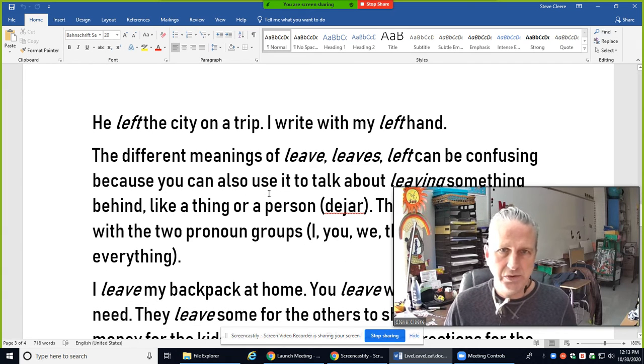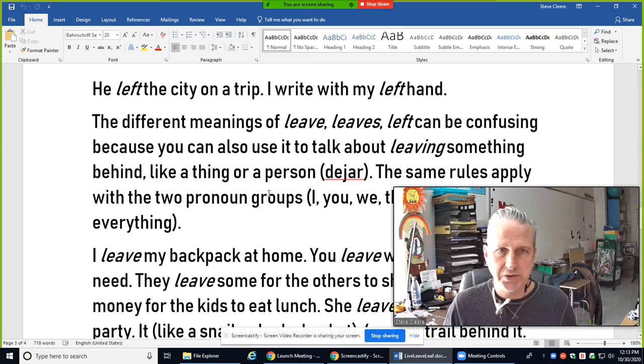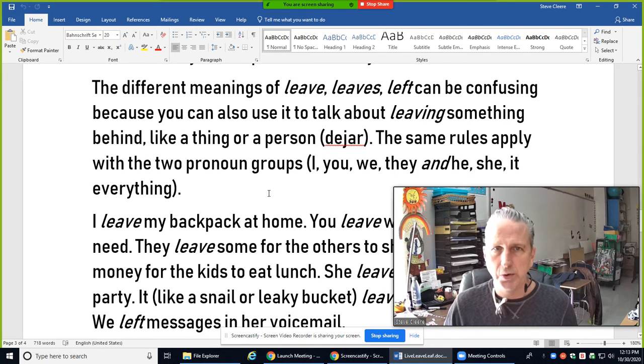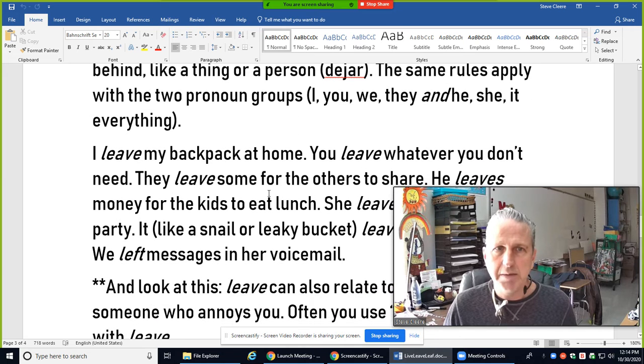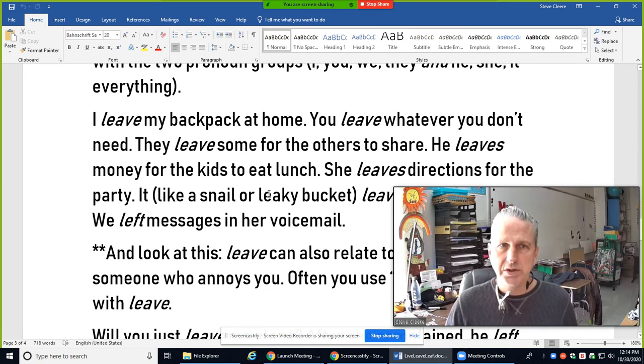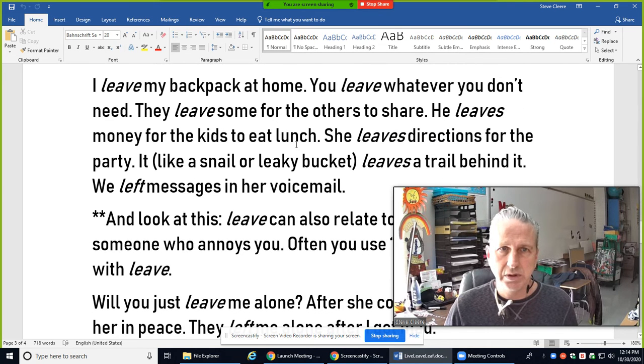The different meanings of leave, leaves, left can be confusing because you can also use it to talk about leaving something behind, like a thing or a person. In Spanish, dejar. The same rules apply with the two pronoun groups, I, you, we, they, and he, she, it, everything, everyone. The S form is for he, she, it. I leave my backpack at home. You leave whatever you don't need. They leave some for the others to share. He leaves money for the kids to eat lunch. She leaves directions for the party. It, like a snail or a leaky bucket, leaves a trail behind it. We left messages in her voicemail.